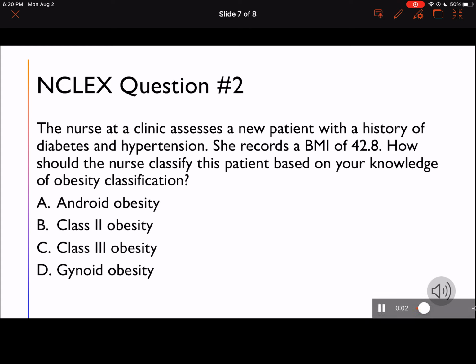The nurse at the clinic assesses a new patient with a history of diabetes and hypertension. She records a BMI of 42.8. How should the nurse classify this patient based on your knowledge of obesity classification? And the right answer is C, Class 3 obesity. A BMI of greater than 40.0 is classified as Class 3 obesity or morbid obesity.